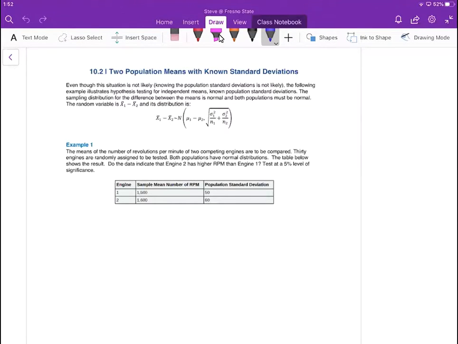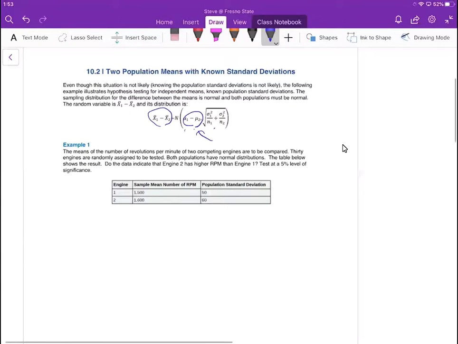Okay, so section 10.2 is about, again, making inference. We're looking at the inference on mu1 minus mu2. This section is about the normal distribution. So we assume that this difference follows a normal distribution with given parameters. So we're dealing with the normal distribution.